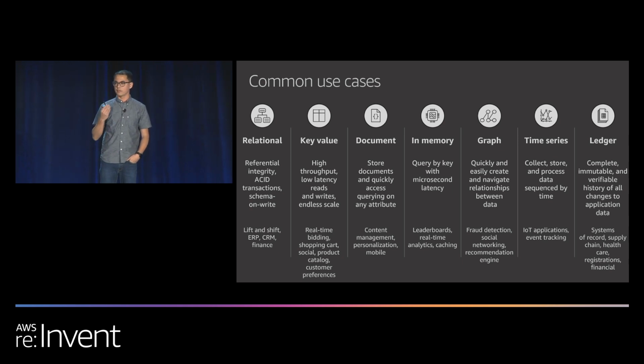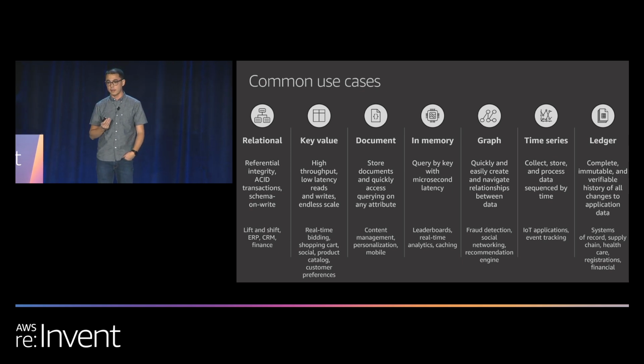Some common use cases or data requirements we see customers having: if your data has a very strong schema and is relational by nature, that's one very common pattern. If you have requirements for high throughput, low latency, and scalability, that's when we're talking about databases that have a key value approach. You might want to store your data in a JSON format, in a document format.